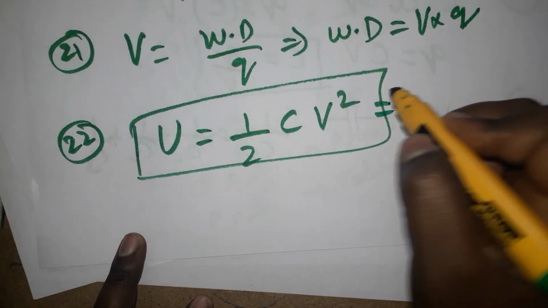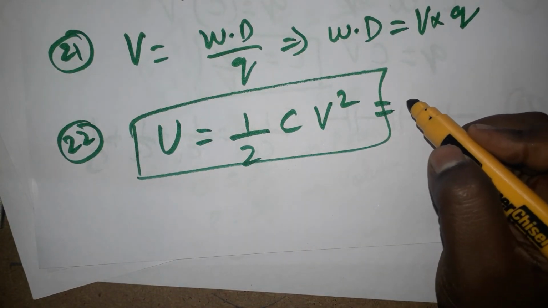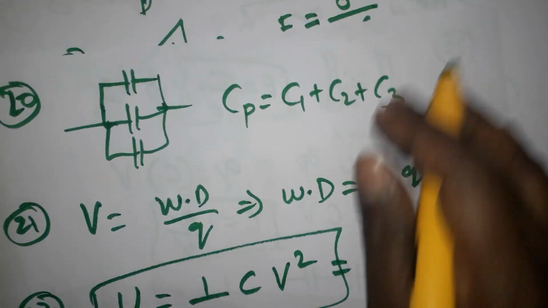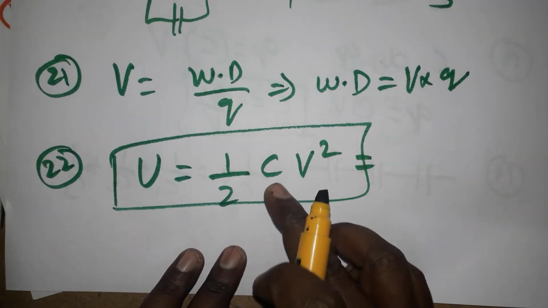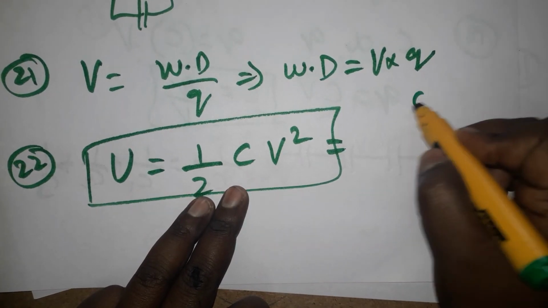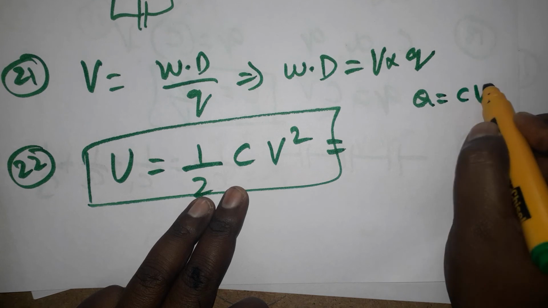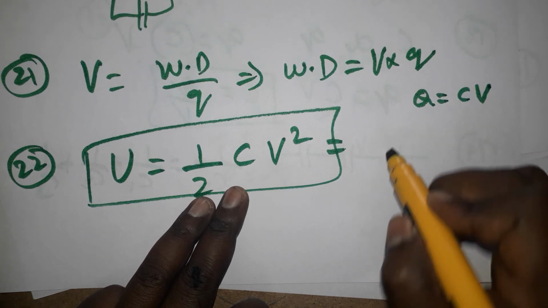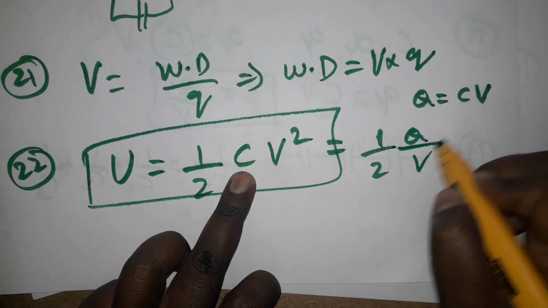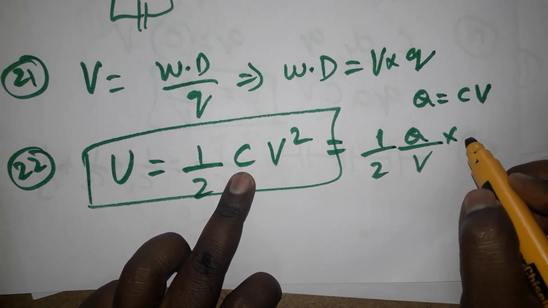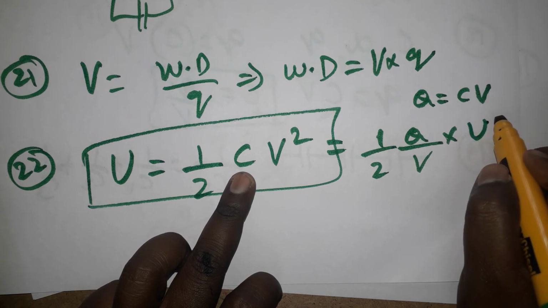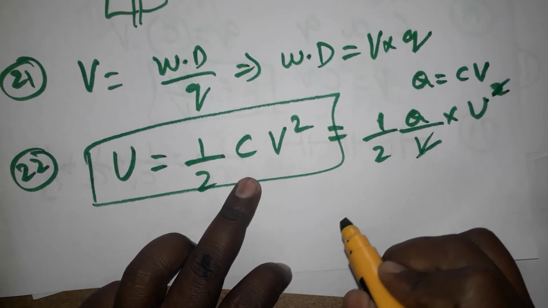Okay, the same formula we can write in another way also. Already we learned Q is equal to CV. So I am going to substitute Q is equal to CV. C is equal to Q divided by V. So U is equal to half Q divided by V times V square. V square gets cancelled.